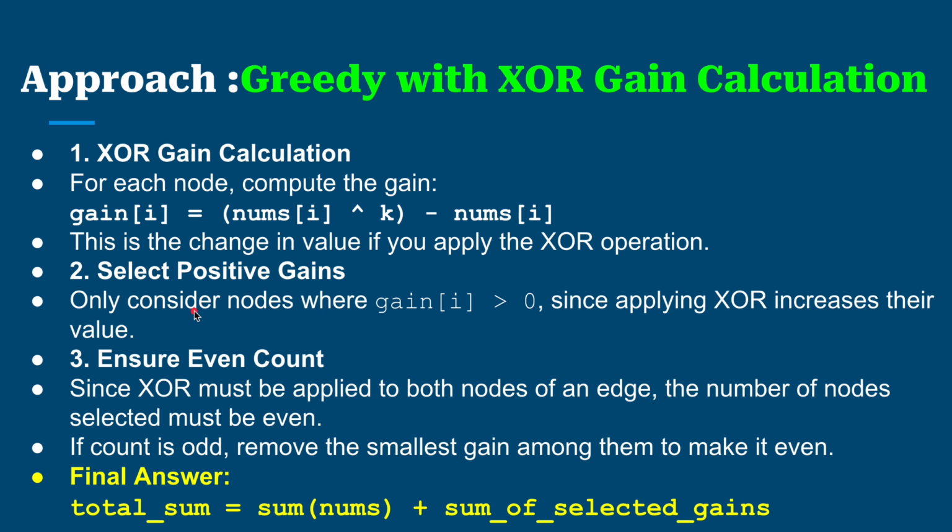So we select the positive gains, and for that we only consider gains at i greater than 0, and since we apply the XOR operation, we select the gains only. If gains at i is greater than 0, then we apply the XOR. Further, we ensure the even count, since the XOR must be applied to both nodes of the edges, so the number of nodes must be even, as we have already seen. If the count is odd, remove the smallest gain and make it even. So the total answer will be the sum of nums plus the selected gains.